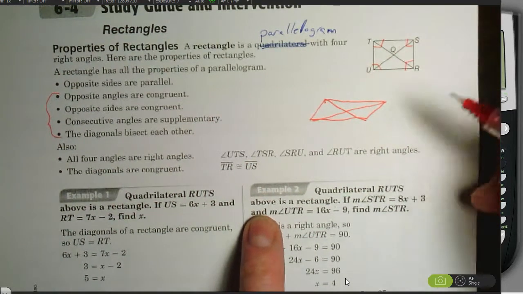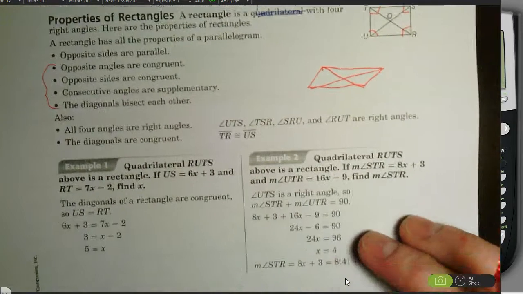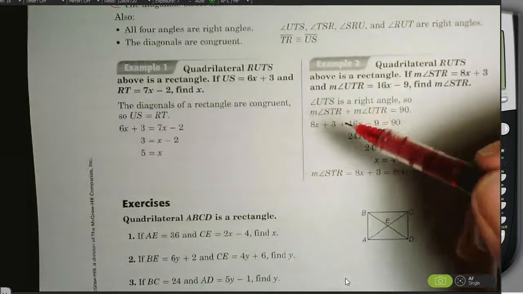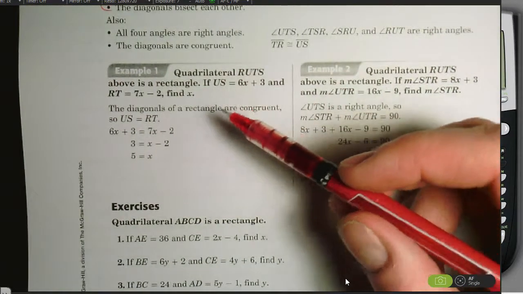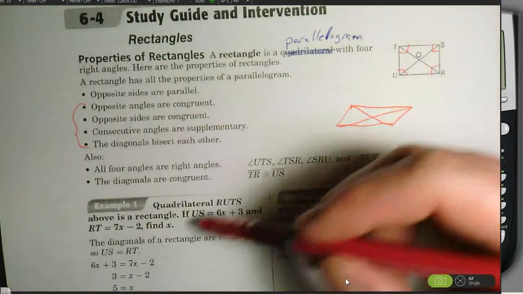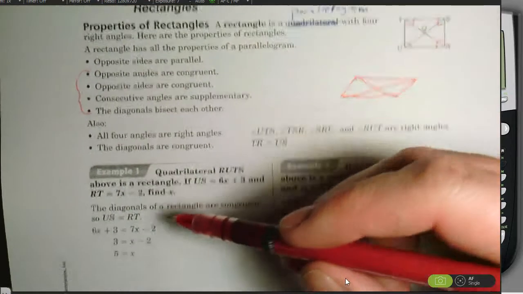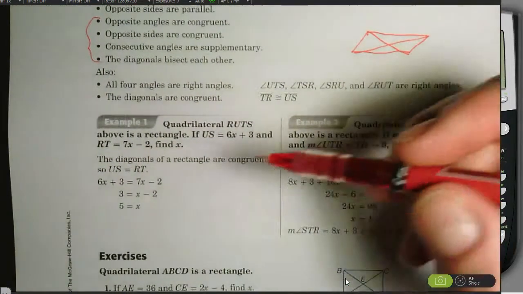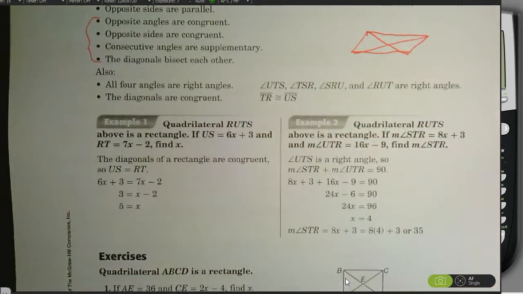So homework amounts to 2 types of problems. One type is, here's some stuff about a rectangle. You've got the diagonals. Solve for x. Well, I know RT and US are congruent because they're the diagonals, so set those equal to each other and solve. We get x is 5.